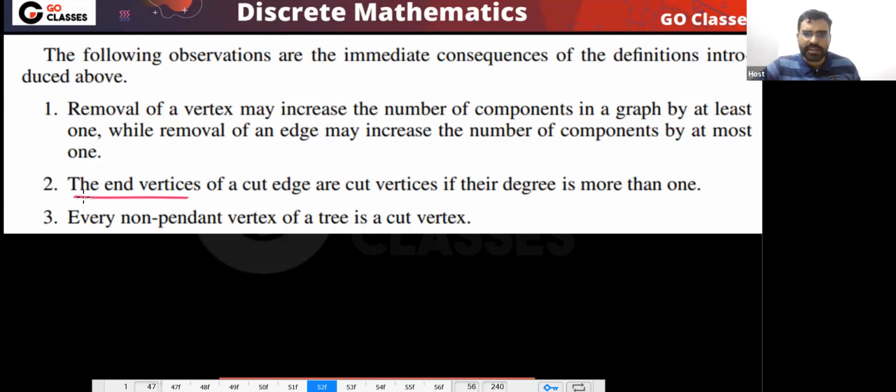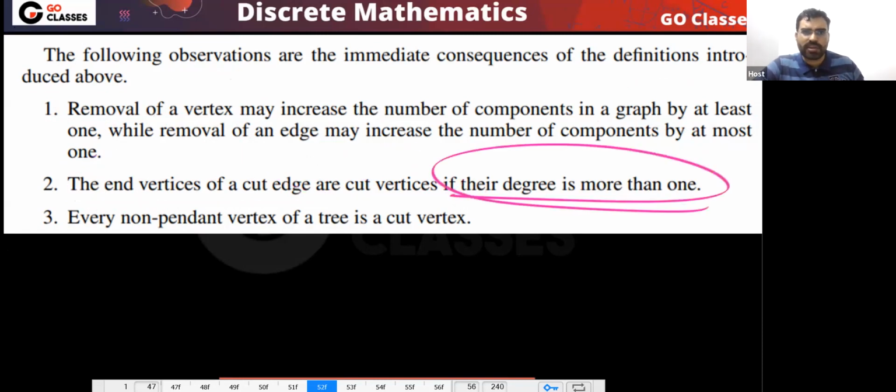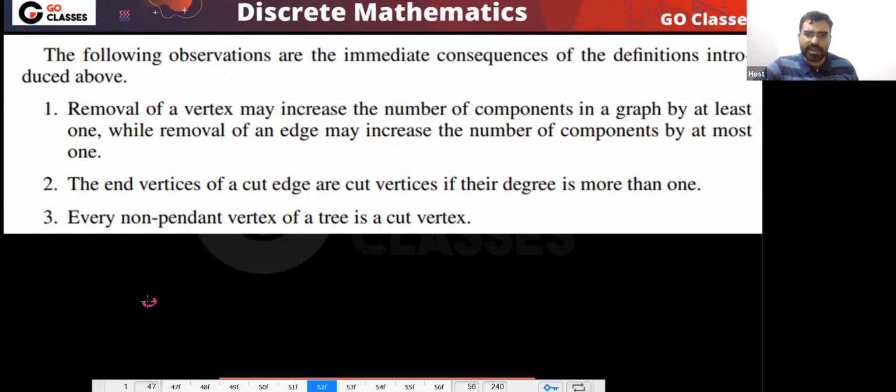Similarly, the vertices of a cut edge. When can I say they will be cut vertices? If their degree is more than 1. This we have already seen. Your edge, this is your cut edge.